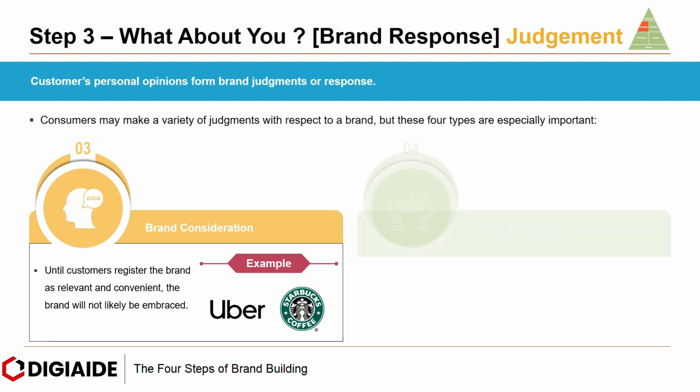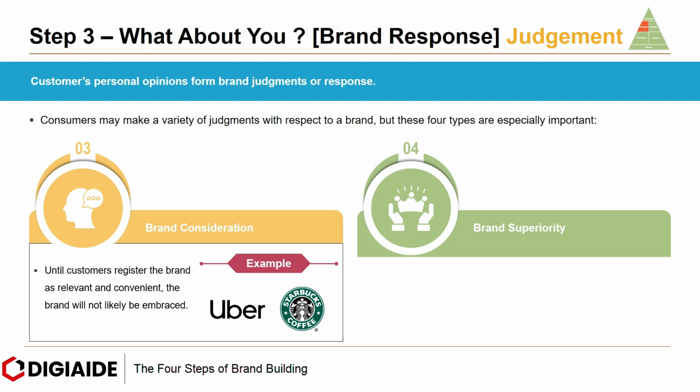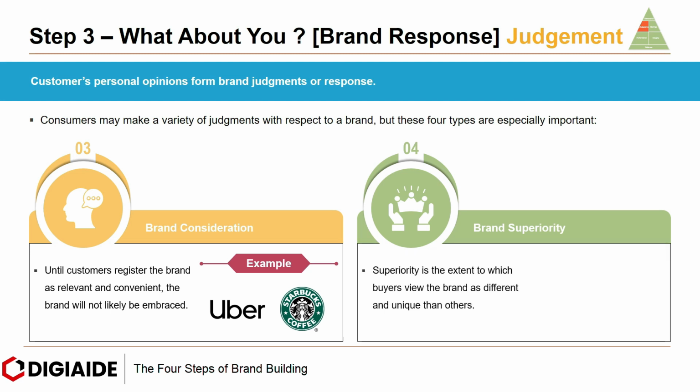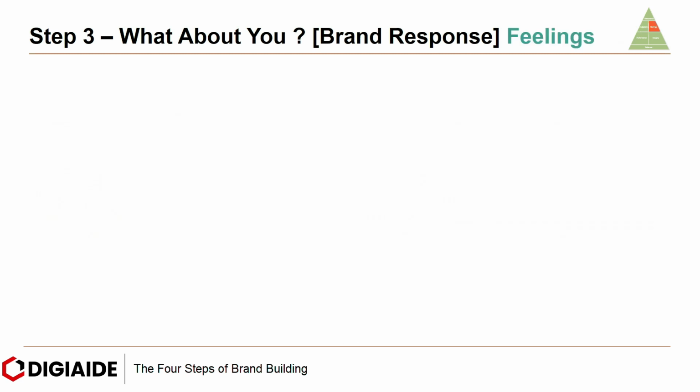In this case, Uber and Starbucks are part of the daily lives of customers, and thus they've topped the list in brand consideration. Next, the superiority of the brand. Superiority is the extent to which buyers view the brand as different and unique from others. Example, Apple and Samsung.